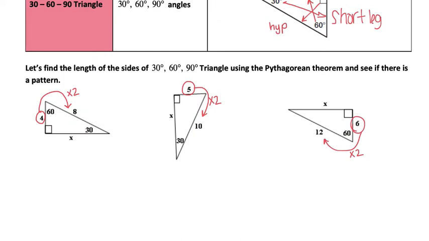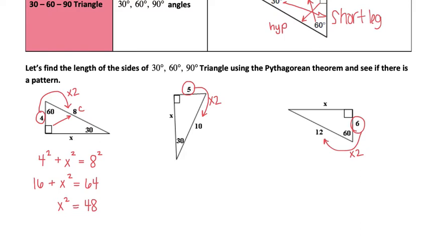So remember, our hypotenuse is the side across from the right angle, so that'll be 8. So let's set up the Pythagorean theorem. 4 squared plus x squared equals 8 squared. 4 squared is 16, plus x squared equals 8 squared is 64. Then we'll subtract 16 from both sides. x squared equals 48.